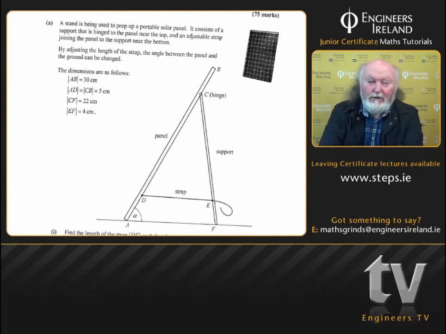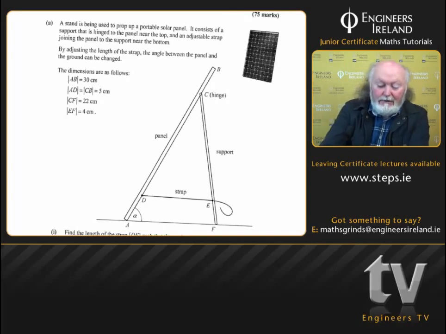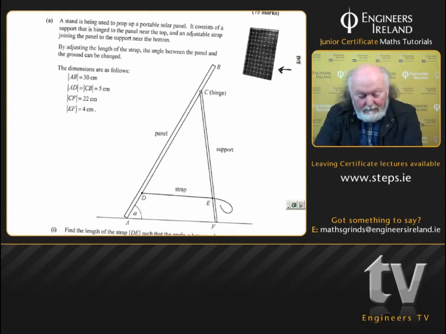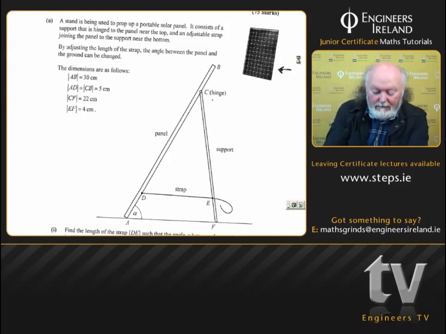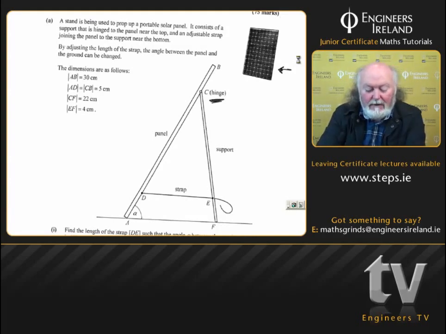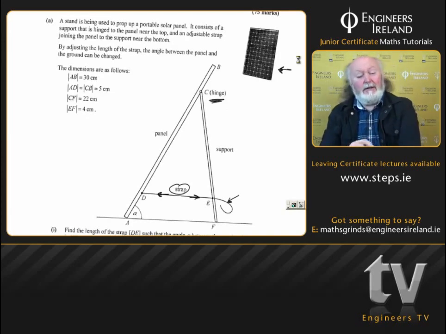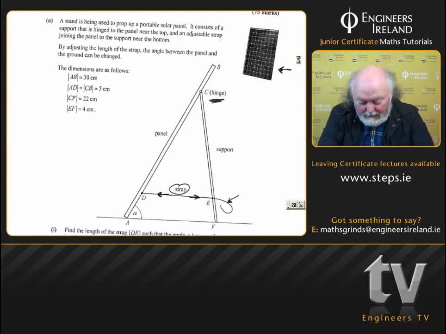A stand is being used to prop up a portable solar panel. And just in case you didn't know what a solar panel was, they're showing you. It consists of a support that is hinged, see, a hinge, near the top, not at the top, and an adjustable strap. Here's the strap going from there to there, and you can see there's a bit left over here so that you can extend it. Okay.